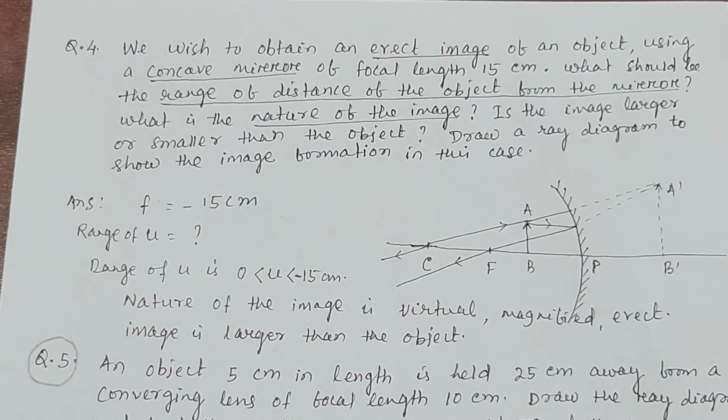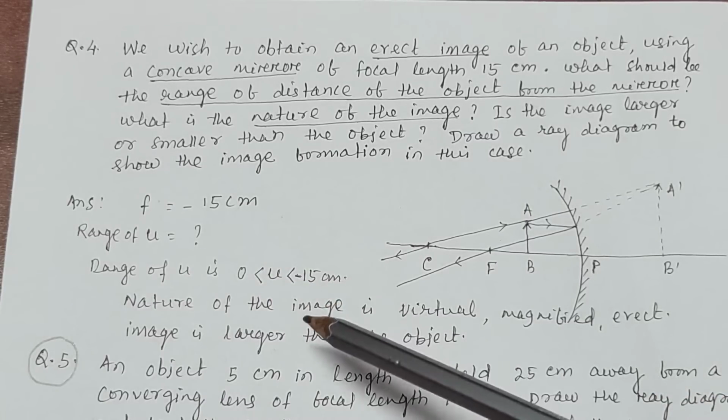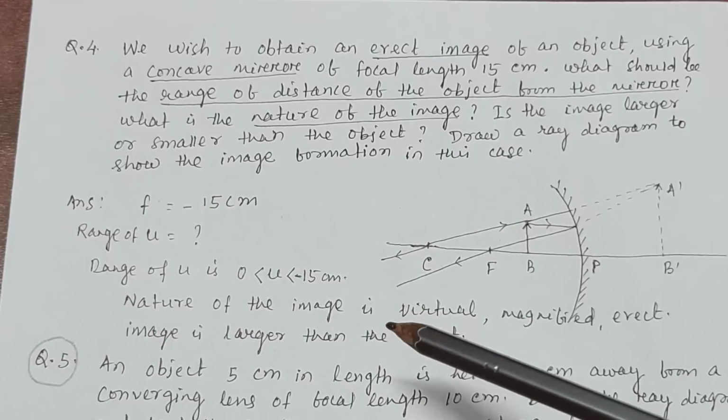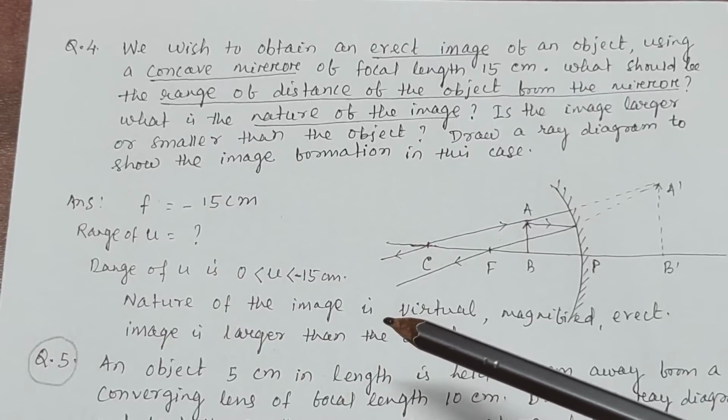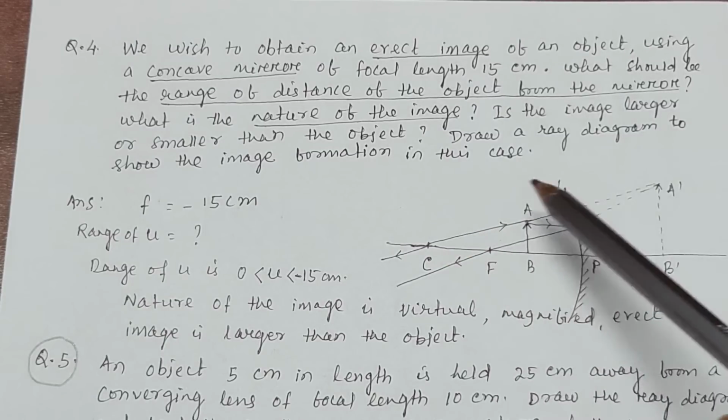We know in concave mirror an erect image will be formed if the object will be placed in between pole and focus. Here focus is given 15 centimeter. So the object should lie in between 0 and 15 centimeter for an erect virtual image. The nature of the image is virtual, magnified, erect, and the image is larger than the object. The ray diagram is given here.